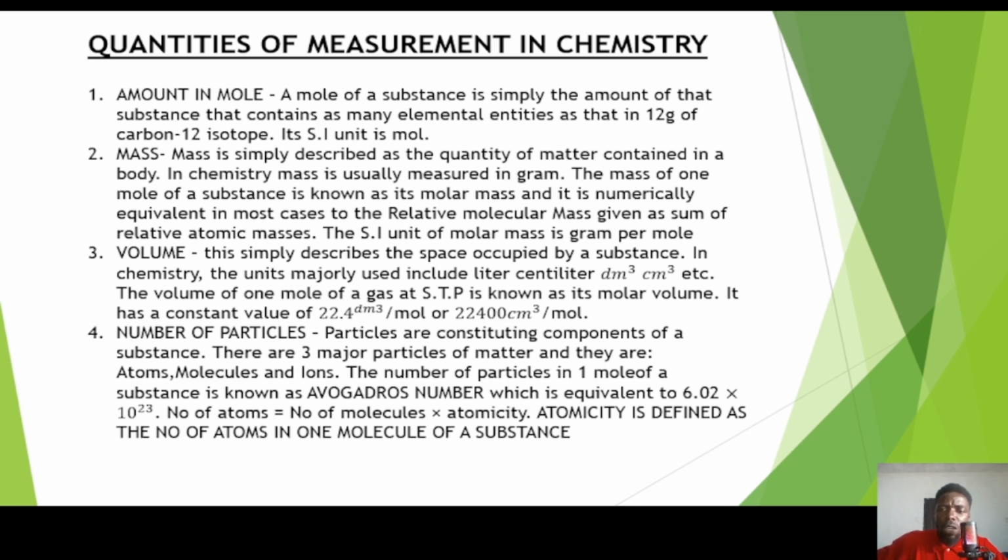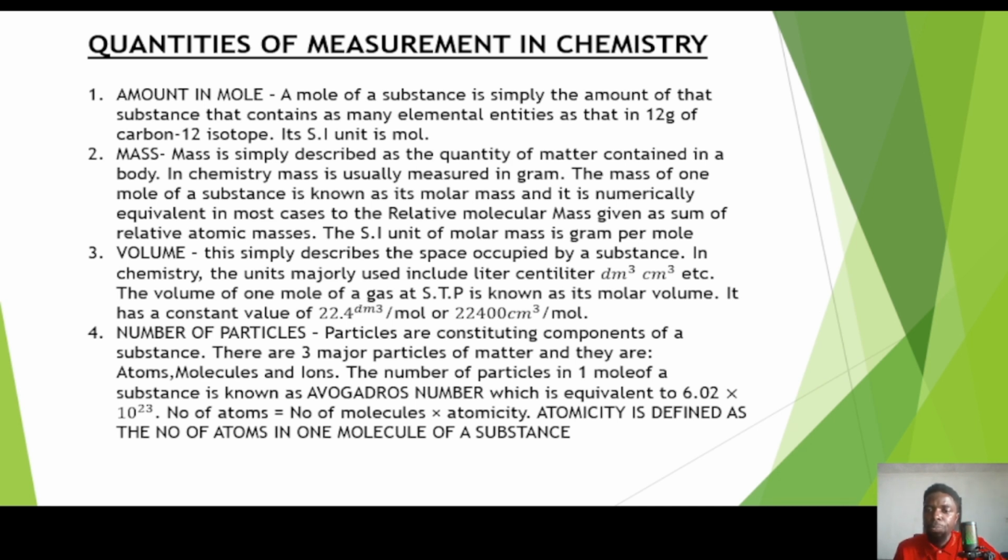And finally, we will talk about the last quantity of measurement in chemistry, and that is number of particles. Particles are constituting components of a substance. So those parts that make up a substance are referred to as the particles. And in chemistry, there are 3 major particles of matter, which include atoms, molecules, and ions. These things are going to be discussed in other videos.